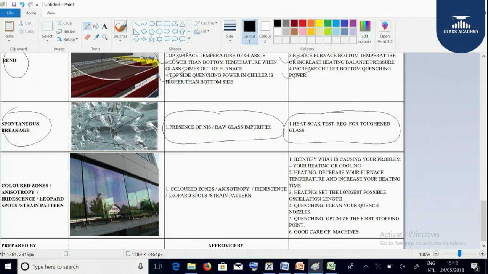The next issue we are going to get is colored zones or anisotropy or iridescence or leopard spots or stain pattern. You can see in the figure the glass surface got some rainbow shades. The reason being colored zones or anisotropy or iridescence or leopard spots are stain marks. We can overcome this issue by identifying what is causing this problem, whether it is in heating or cooling.